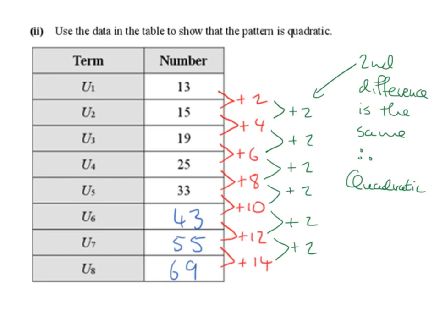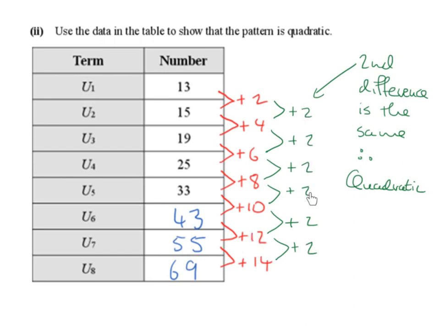So if we want to check if the pattern is quadratic, then we need to have a look at the second difference, or the difference between the differences. So the difference between 2 and 4 is plus 2, because 2 plus 2 is 4. The difference between 4 and 6 is also 2. The difference between 6 and 8 is 2. The difference between 8 and 10 is 2. The difference between 10 and 12 is 2. And the difference between 12 and 14 is 2.